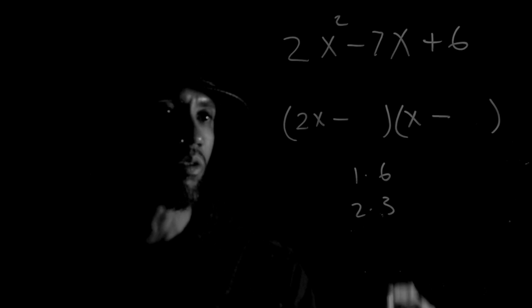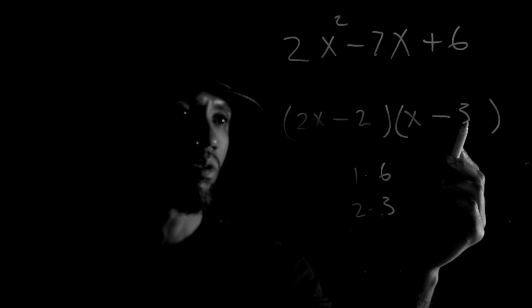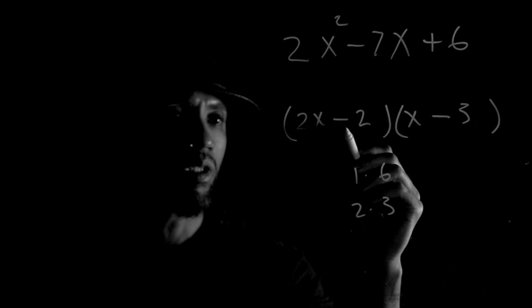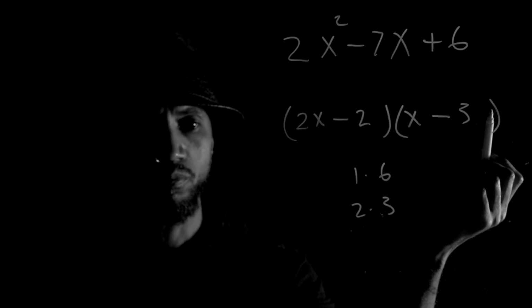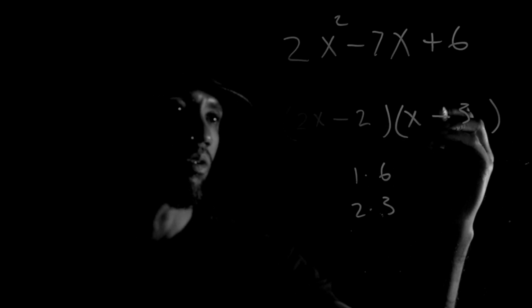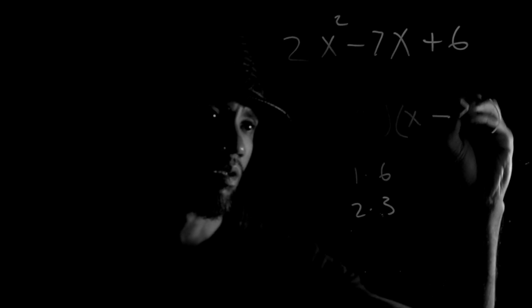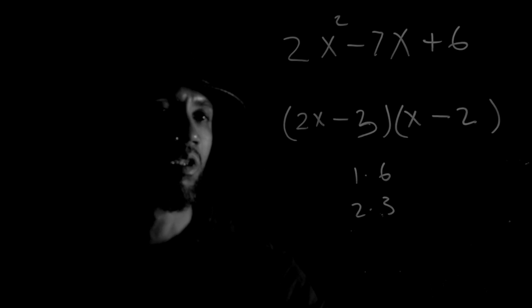Let's figure out which one works. Will 2 and 3 work? We're trying to get negative 7. That gets negative 6 and negative 2, which is not negative 7. Denied. Switch it up then. Let's make this one 2, and this one 3.